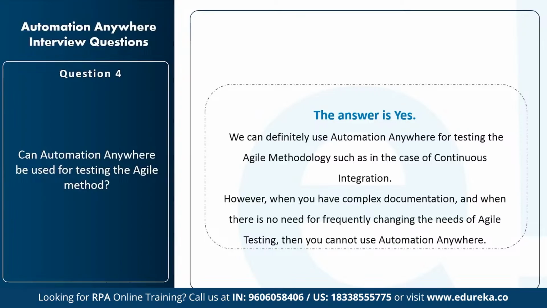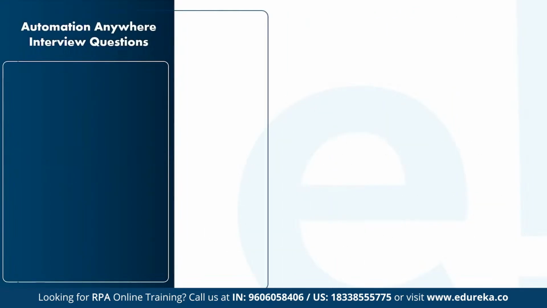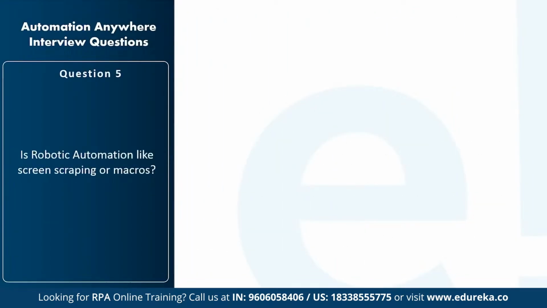So you can use Automation Anywhere definitely for testing the agile methodology, but in the case of continuous integration. But yes, if you come to the case when you have complex documentations and then there is no need of frequent changing, it's not advisable that you use Automation Anywhere over there. Now moving on to the next question, that is robotic process automation like screen scraping or macros?